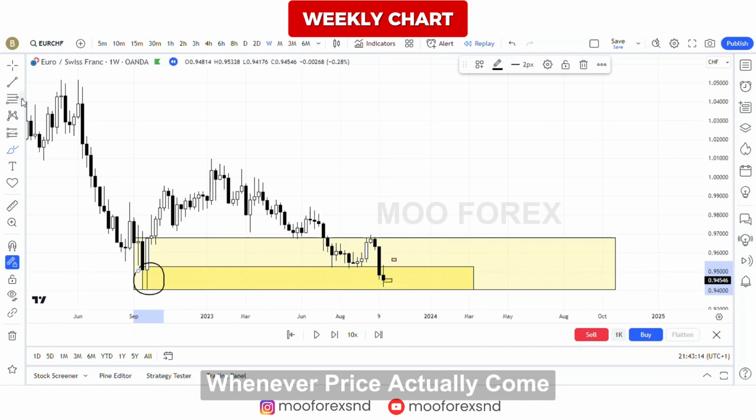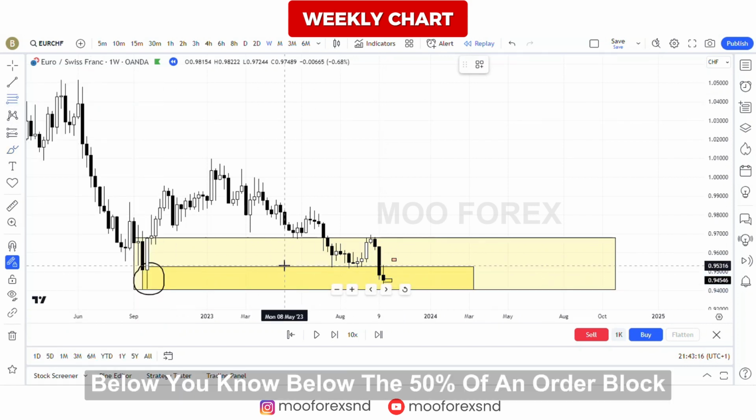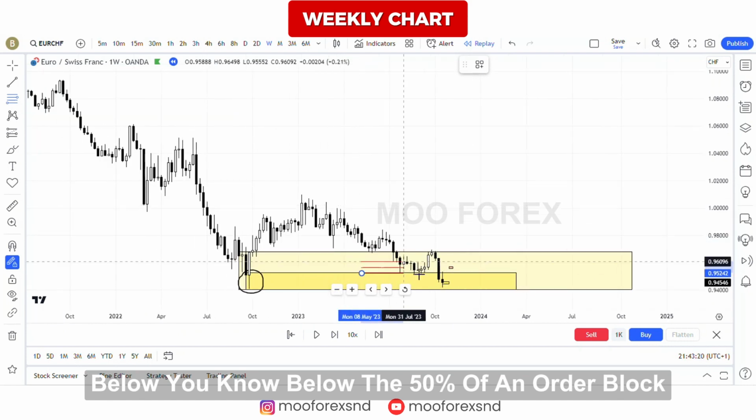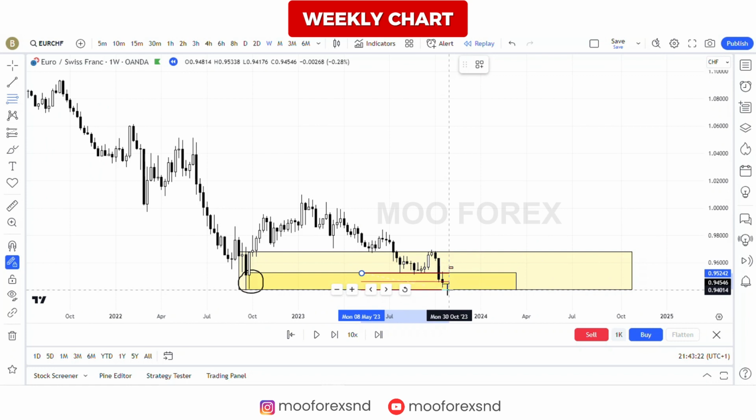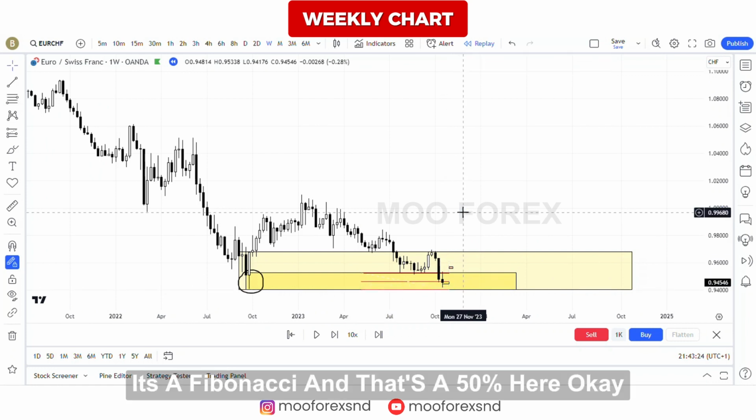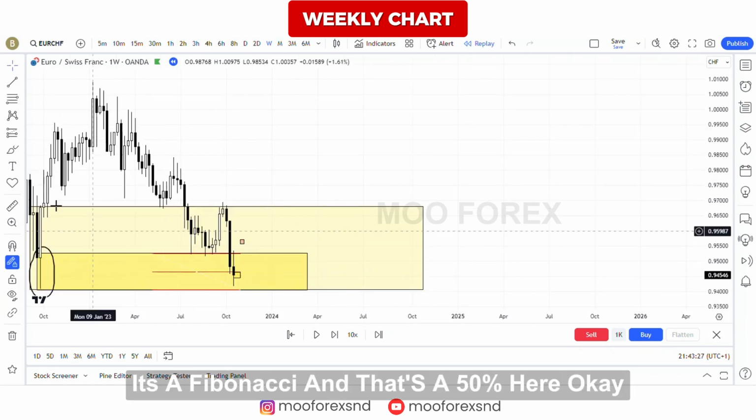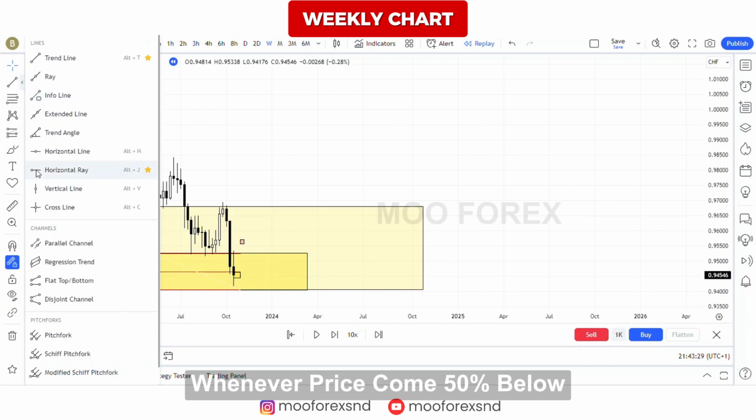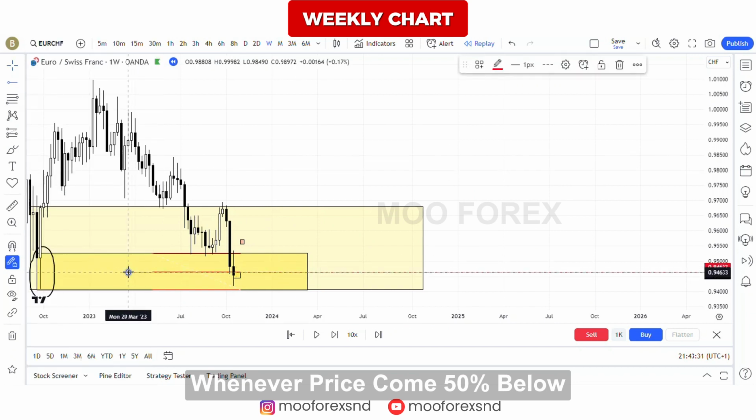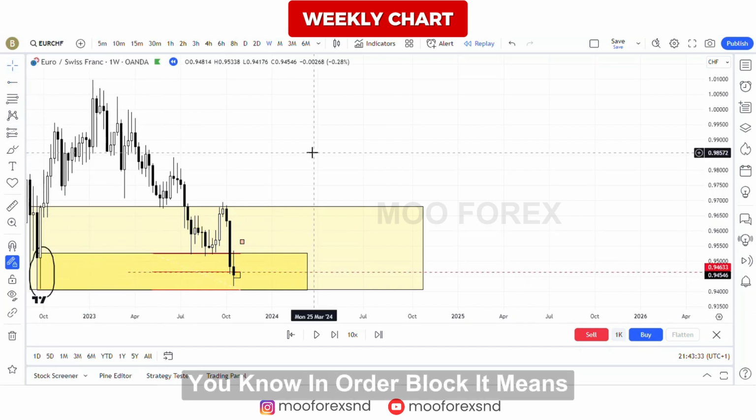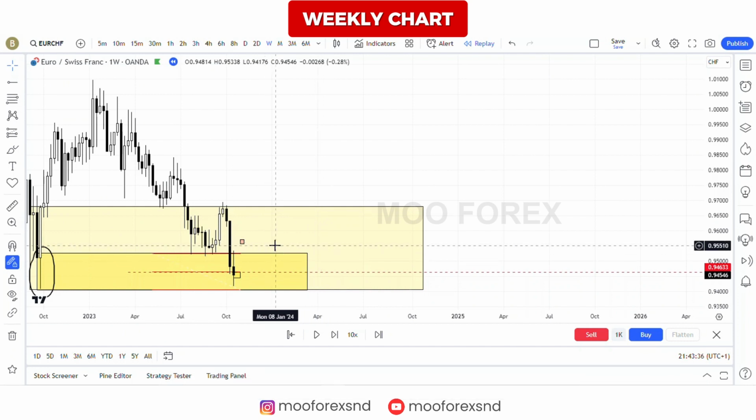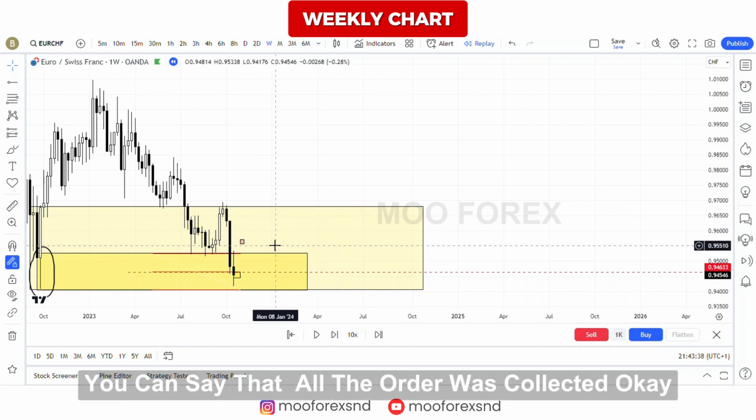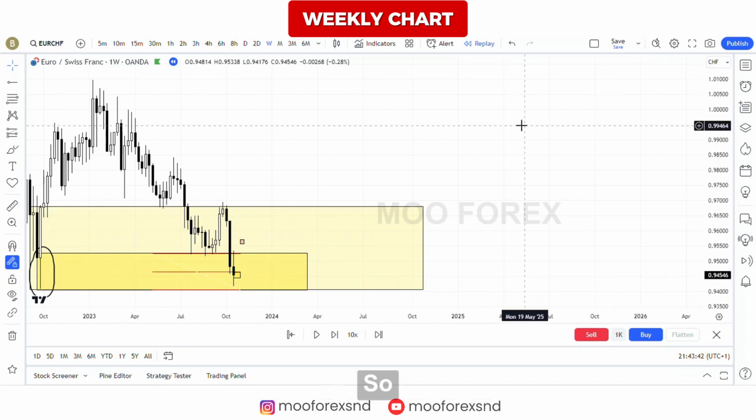Whenever price comes below the 50% of an order block, that's a Fibonacci, and that's the 50% here. Whenever price comes 50% below in an order block, it means you can say that all the orders were collected.